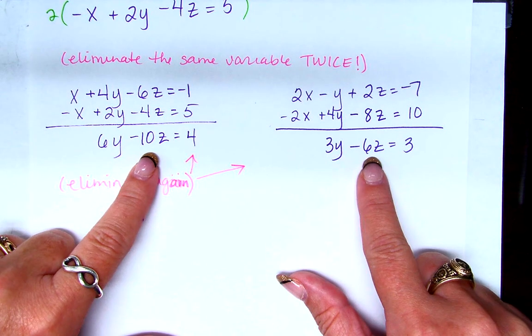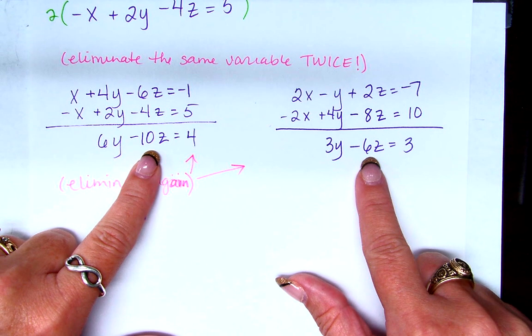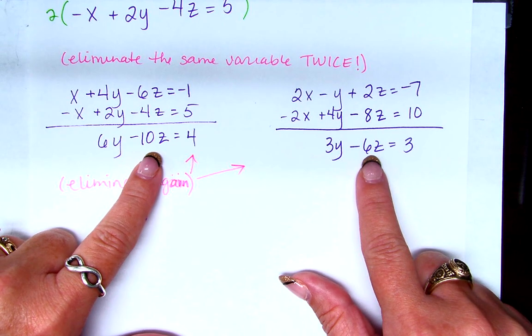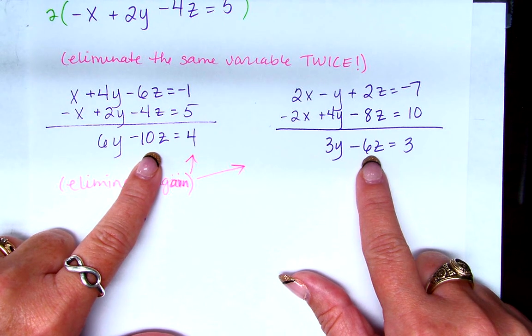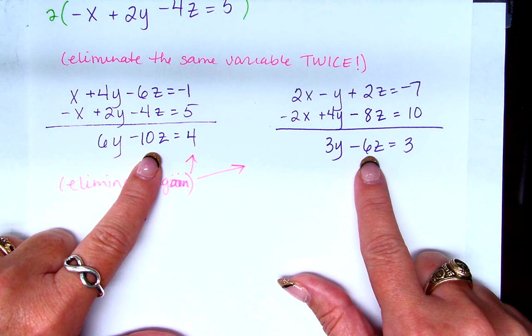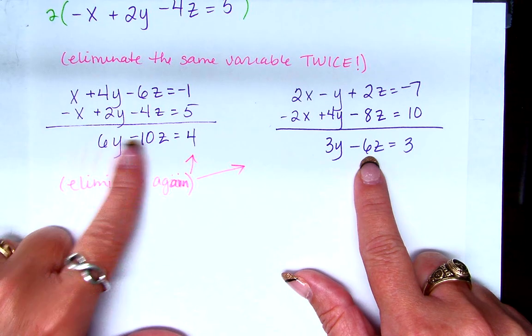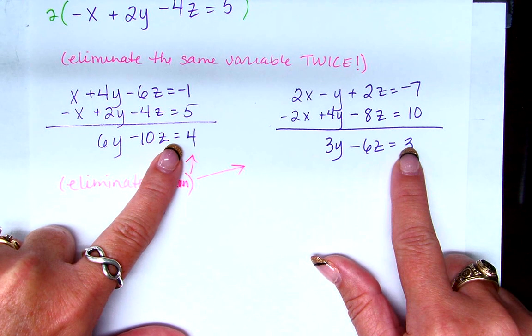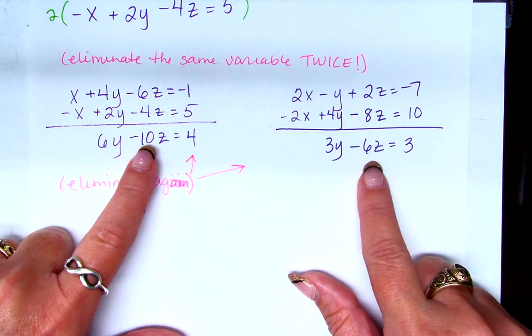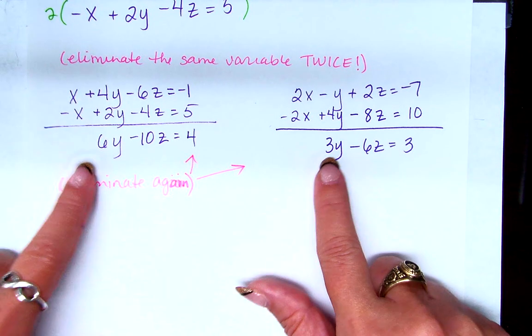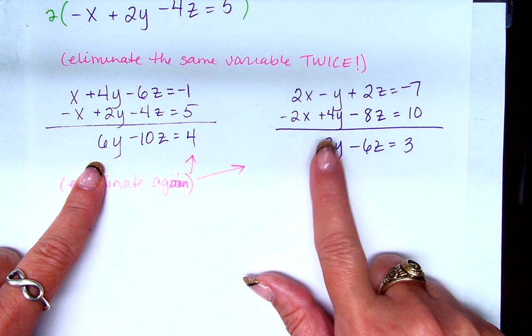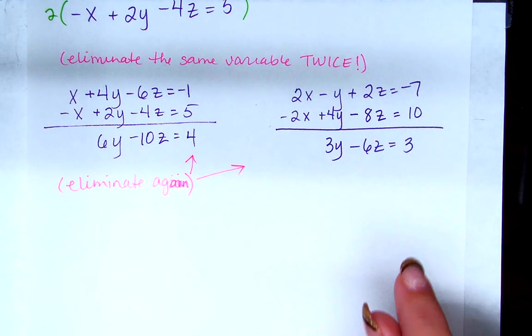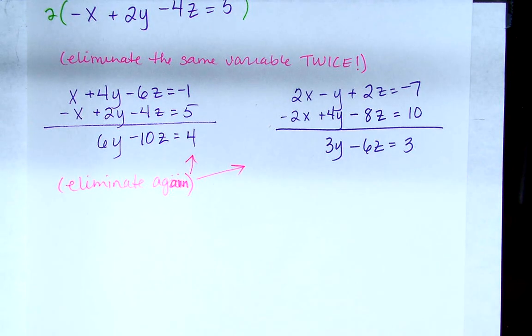Could I eliminate the z's? Yes. What number would I need to make them be? 30. 30 would be best. 60 is possible, but 30 would be best, right? But that would mean I'd have to multiply this one by 3 and this one by 5, and one of them would have to be negative, right, to make sure they were opposite signs. But it would be a whole lot easier if I could just multiply this one by negative 2. Exactly. Okay? So let's multiply that one by negative 2.